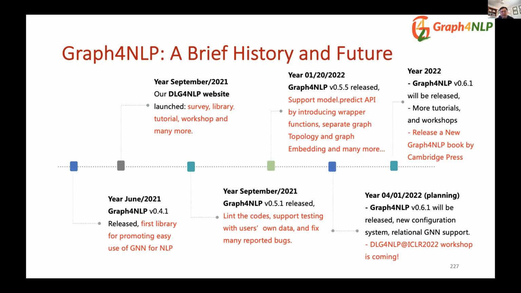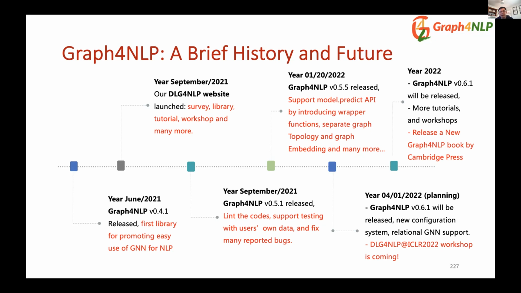At the same time, we also released our v0.5.1 Graph4NLP library. There we support a lot of new things, for example, testing with the user's own data and many bug reports fixed. The community really likes the library. They give us a lot of feedback. In a very short time, we have over 1,000 stars on our library, and we see a lot of issues, and we really appreciate all the community's feedback.